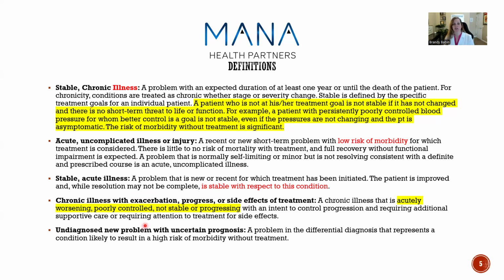Chronic illness with exacerbation, progression, or side effects. Now, you'll notice that's familiar from medical decision making. Is a chronic illness that is acutely worsening. So that could be congestive heart failure with increasing shortness of breath and decreased O2 sats, or poorly controlled, a chronic illness that's poorly controlled. That could be diabetes with an A1C of 9, or not stable or progressing.